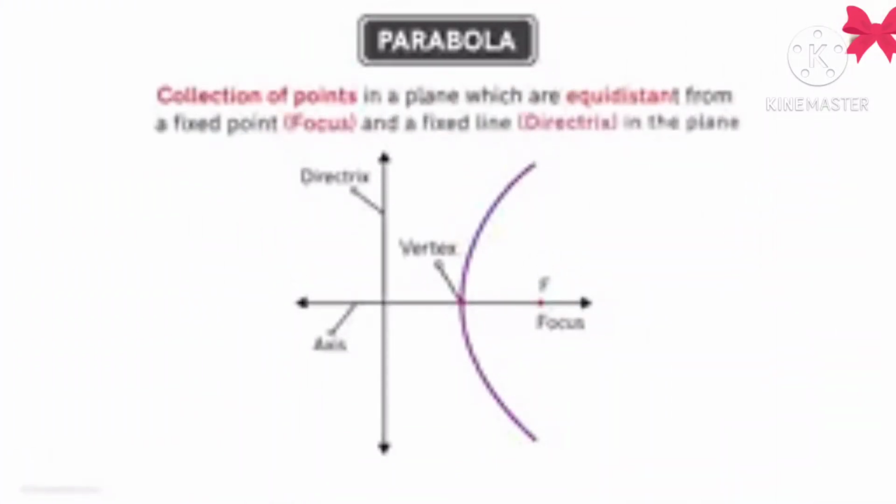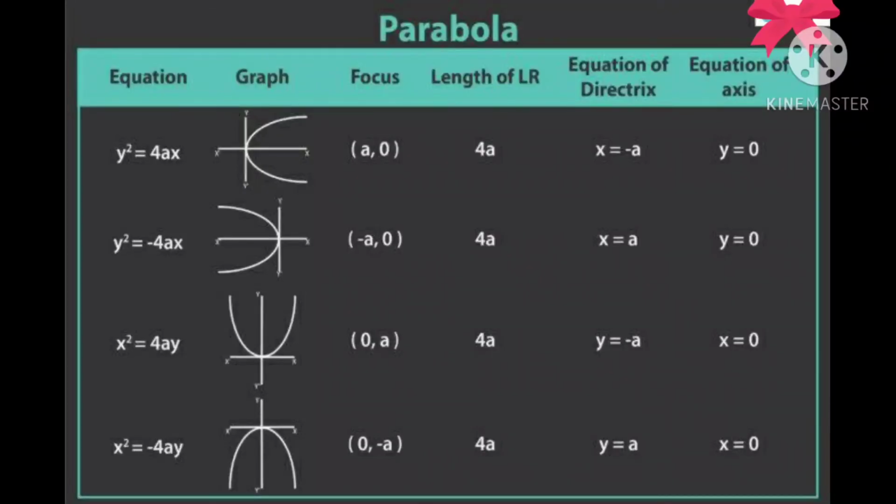So in this video we saw what exactly a parabola is. It's a collection of points in a plane which are equidistant from a fixed point called focus and a fixed line called directrix in the plane. And this is what we need to learn in class 11 in our chapter conic sections.